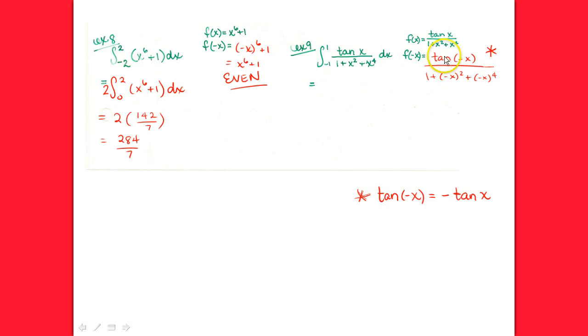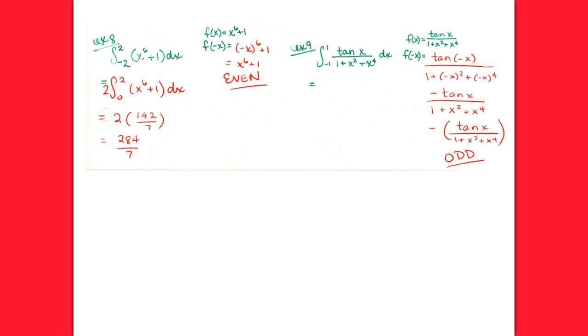So if tangent negative x is negative tangent x, I'm going to have that in my numerator. In my denominator, negative x squared and negative x to the fourth both go back to being positive x squared and positive x to the fourth. So if I factor a negative 1 out of that thing, you can see I get the exact opposite of the function that I started with. When I get the opposite of what I started with, what does that make this? Odd. So if this is an odd function, my answer is automatically 0. So that's a really fun shortcut.